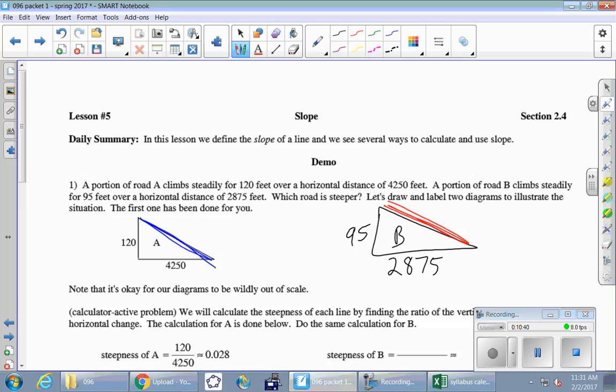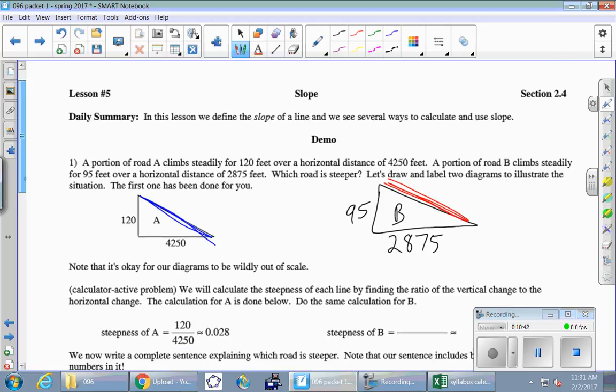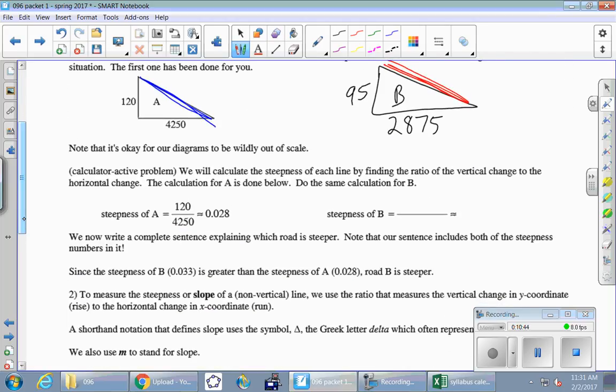All right, so what we are going to do is calculate a ratio, a fraction. I'm going to call this fraction the steepness of A, and we're going to change that word steepness to a more mathy word in just a minute. So the steepness of A is going to be defined as the vertical divided by the horizontal. So 120 feet up corresponding to 4,250 feet.